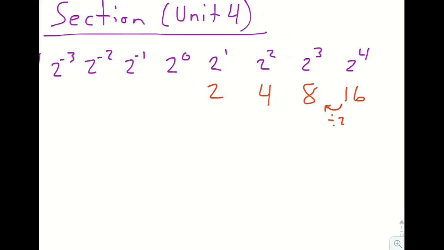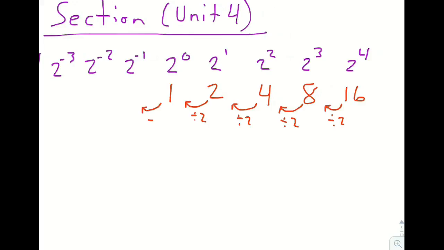16 goes down to 8 by dividing by 2, which is our base right there. So we're going to divide by 2 again to get to 4. Then we are going to divide by 2 again to get to 2. So we're going to continue our pattern. We're going to divide by 2 again, and 2 divided by 2 is 1. So 2 to the 0 is 1. That's interesting.